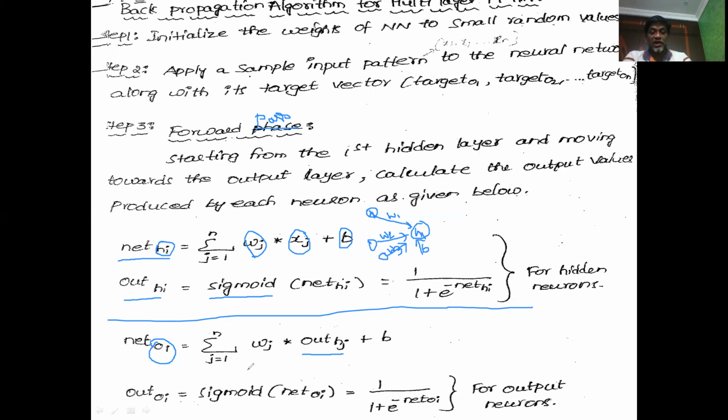Once it is calculated, again this net y is sent as a parameter to the sigmoidal function, which takes the formula 1 by 1 plus e power minus net y. So this is how we calculate the outputs of each neuron starting from the input layer to the last layer, that is the output layer.